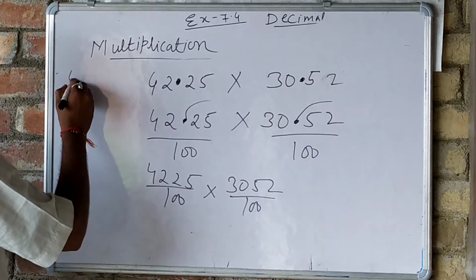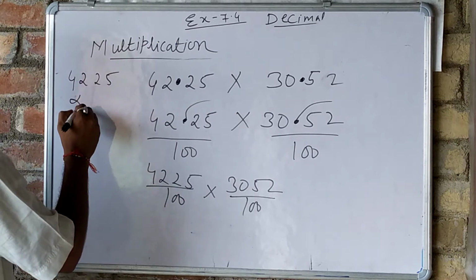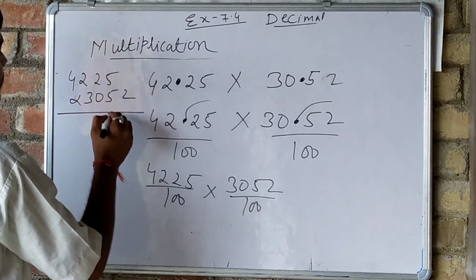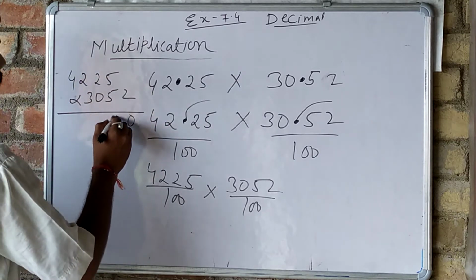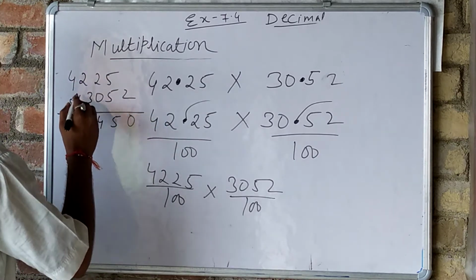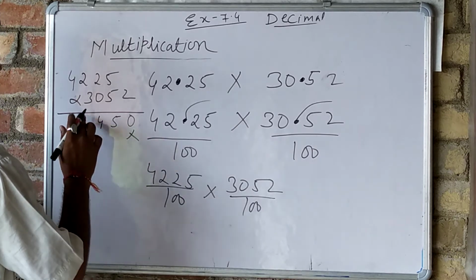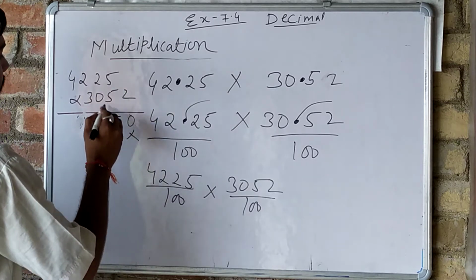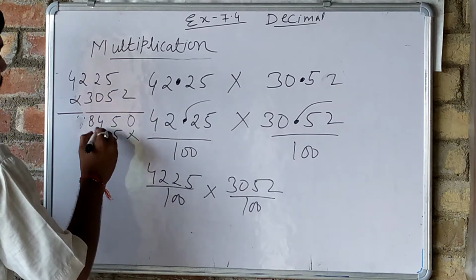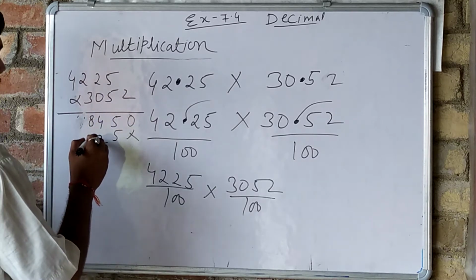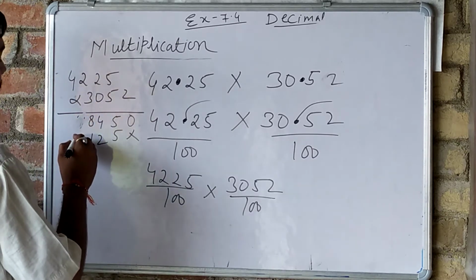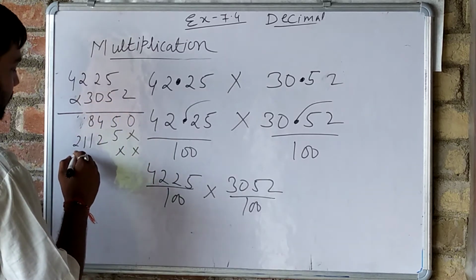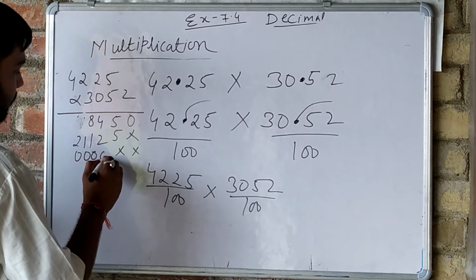So see here, 4225 will be multiplied with 3052. 2 5 is 10, 1 carry, 2 2 is 4, 1 5, 2 2 is 4, 2 4 is 8. Now here 5 5 is 25, 2 carry, 5 2 is 10 plus 2 12, 1 carry, 5 2 is 10, 1 11, 1 carry, 5 4 is 20 plus 1 21. Now here 0, so we put 0 and shift.